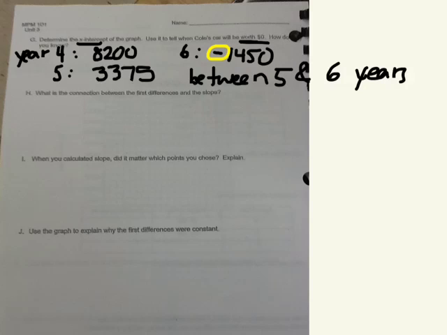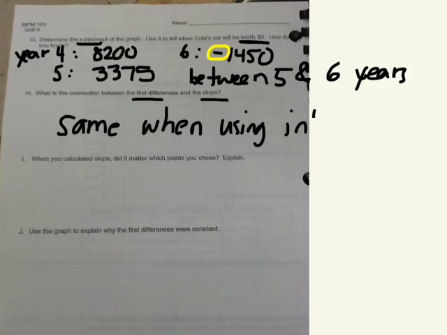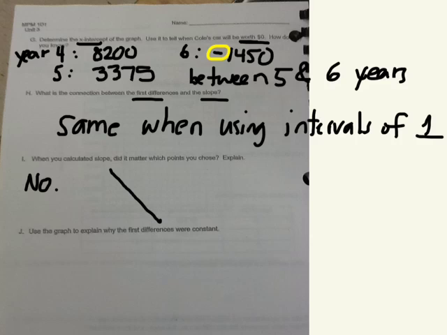I talked about this. First differences and slope are the same. We use intervals of 1. Remember when we used an interval of 2, it was a little different? So when using intervals of 1, it does not matter which points you choose. Okay, if you think about it, if I have a straight line, the difference from here to here will be the difference from here to here. It's a straight line. It's decreasing by the exact same amount every single time, okay?